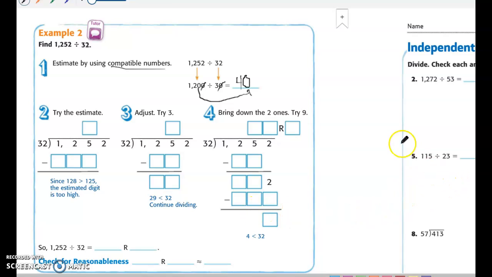Okay, so we are estimating using compatible numbers, and when we estimated, we got around 40. Now let's try our estimate. I'm going to put a 4. Let's go ahead and try. What is 32 times 4?